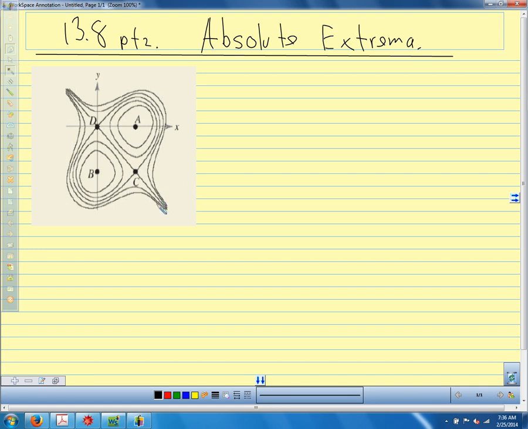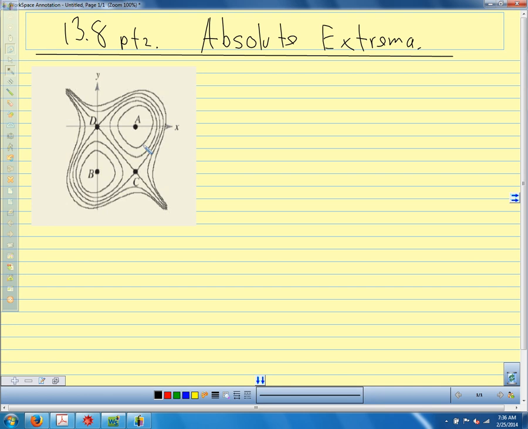So these are our level curves. We're looking at a contour map of this surface. What would A be? Or what could A be? Could be a maximum or a minimum. So we have this point, we have our level curves around, so this could be the top of the hill or the bottom of the hole. How about B? Maximum or minimum? And how about C? Saddle point.